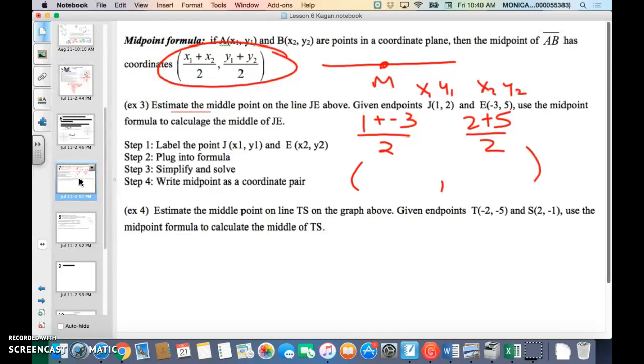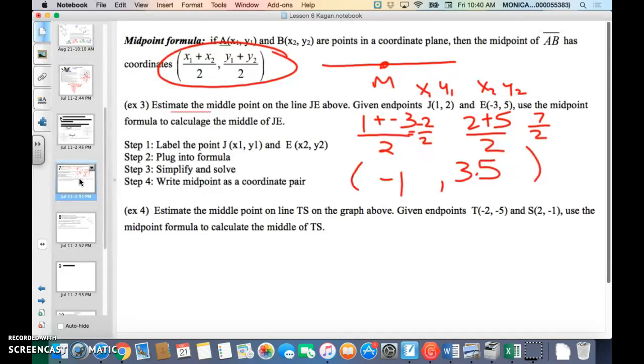So 1 plus negative 3, well that's negative 2, divided by 2 is negative 1. 2 plus 5 is 7. 7 divided by 2 is 3.5. Yes, it's okay to get decimals. That's always an okay situation. So the midpoint of this line right here is at negative 1, comma 3.5.